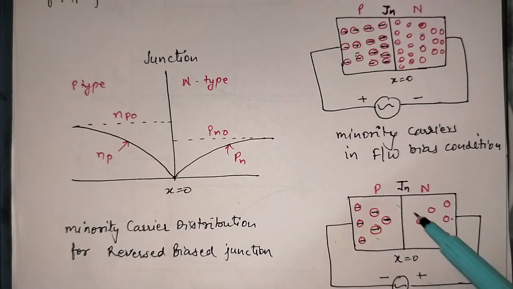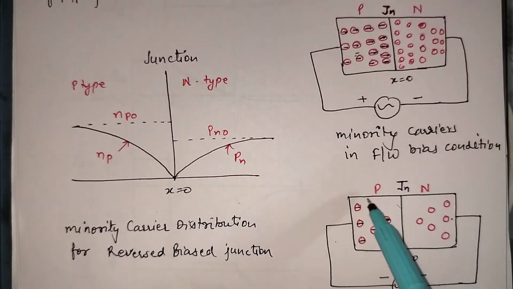In this case, we can see here the minority carriers that are near the junction are swept away initially, and the minority carriers that are away from the junction take some time to cross the junction.